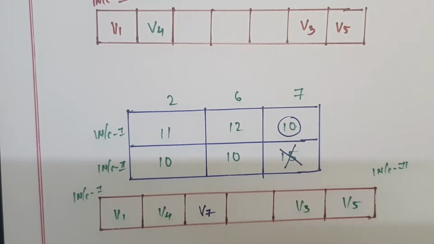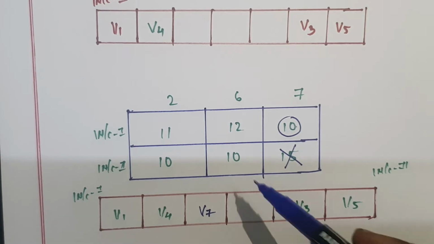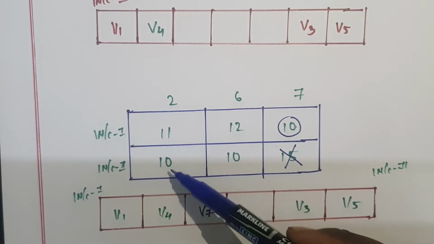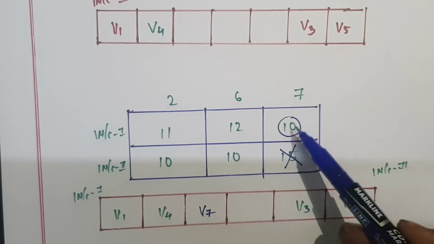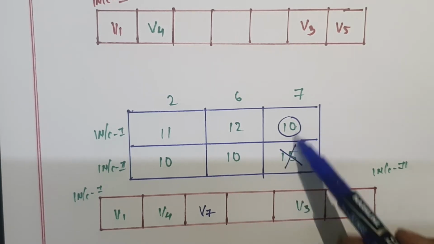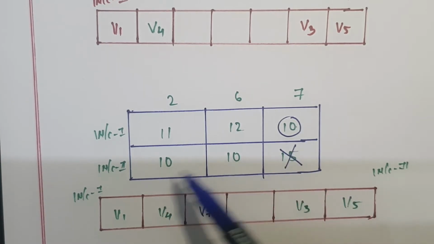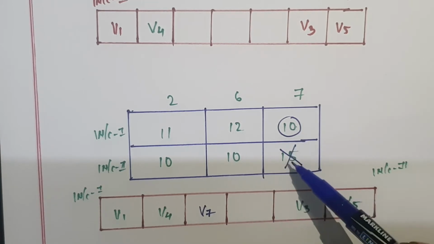What you can write here? V7. First you have to add. If you are getting same number, then you have to add this one. How much you are getting? 21, 22, 25. So, this column is having higher priority compared to the other 2 columns. So, first try to solve this one, okay?